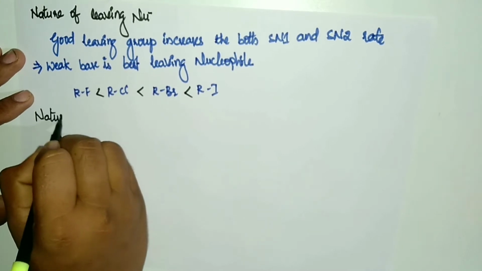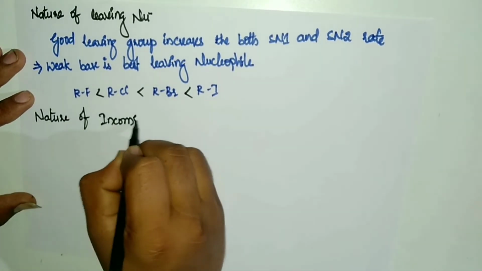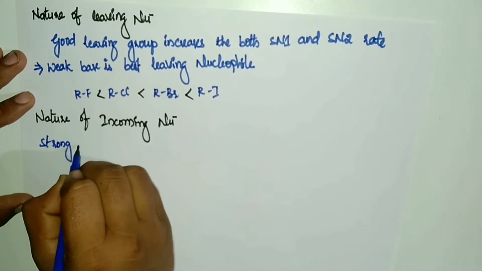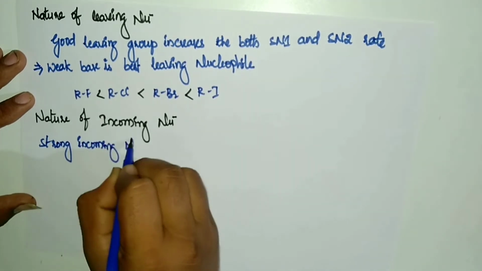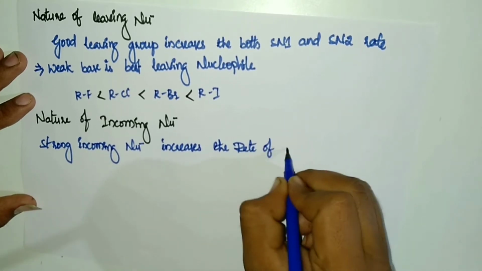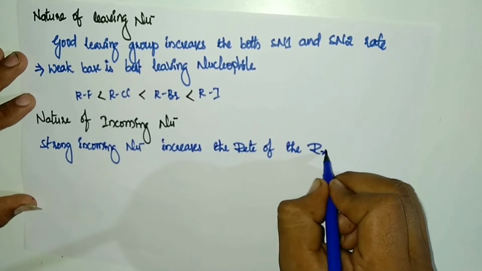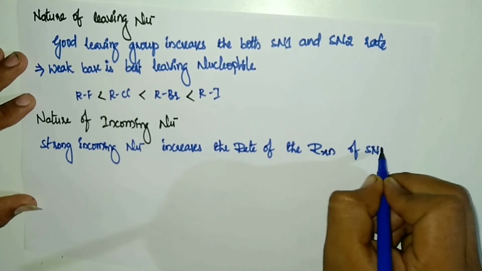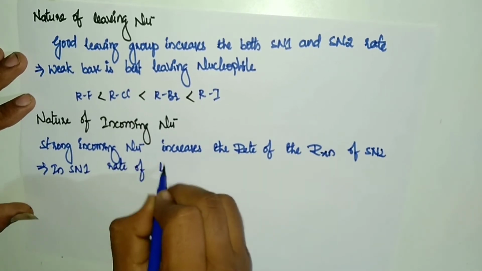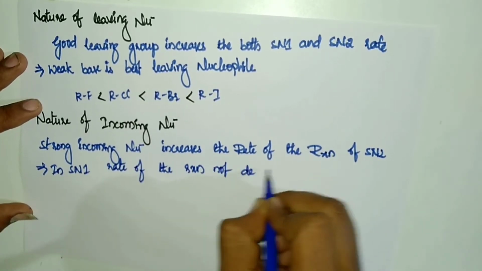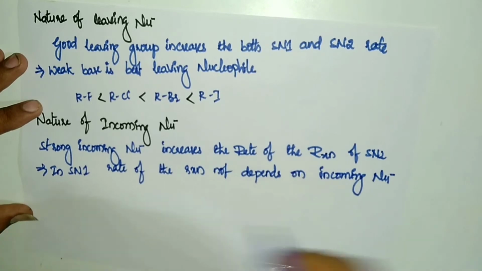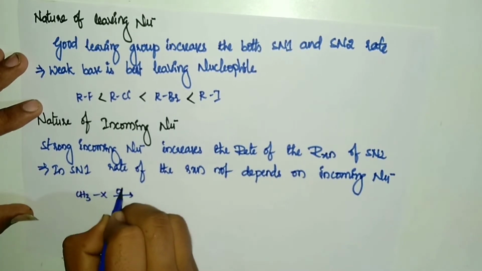Now the nature of the incoming nucleophile. So what is the effect of the incoming nucleophile on SN1 and SN2 reactions? A strong incoming nucleophile increases the rate of SN2 reactions. So if it is a strong nucleophile, it increases the rate of SN2 reactions. But in SN1, the incoming nucleophile does not affect the rate of reaction. And now we are taking two examples.